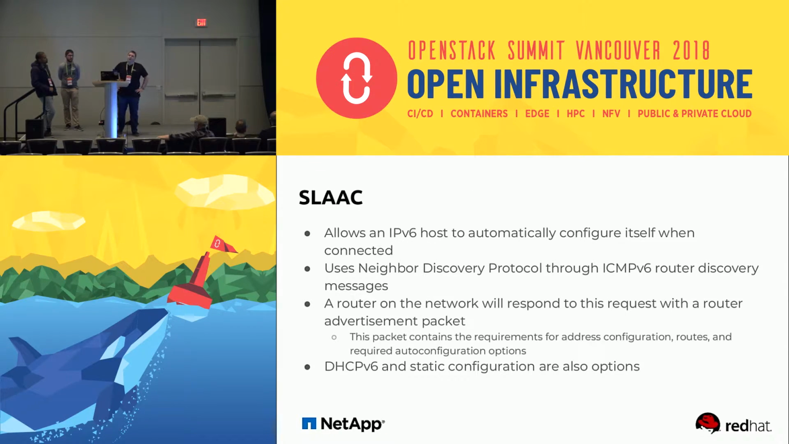First with SLAAC. So it allows an IPv6 host to automatically configure itself when connected. And what it does is it sends packets across the network saying, hey, what are the capabilities of this network that I'm connected to? Using neighbor discovery protocol through ICMPv6. And the router will respond to that request saying, here are my capabilities, here is the MTU, here are the things that you need to connect to this network that you're connected to. And in addition to SLAAC, there are also DHCPv6 and, of course, static options to set everything up manually.